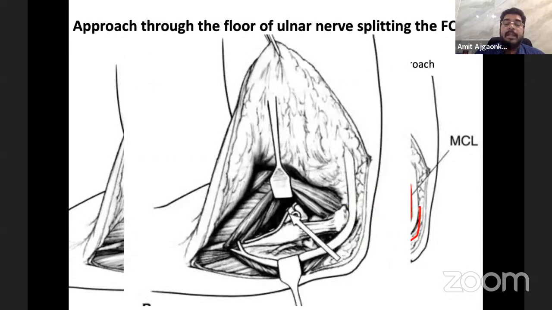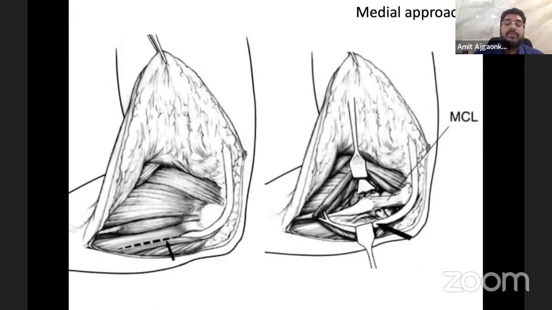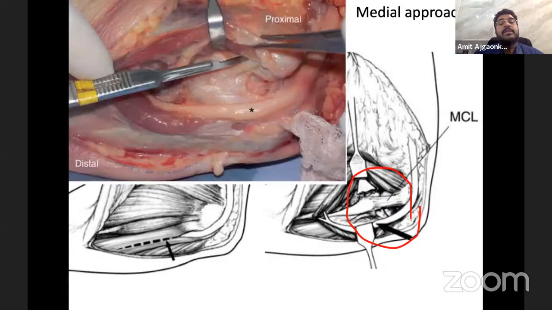Once you see that, I have never done this type of plating, but this is just a picture. But you can approach the coronoid very well if it's a large fragment, and you can put a small plate or you can put a screw from there. It's not difficult. It's in fact easy. So that's the medial repair. This is the way you do it.